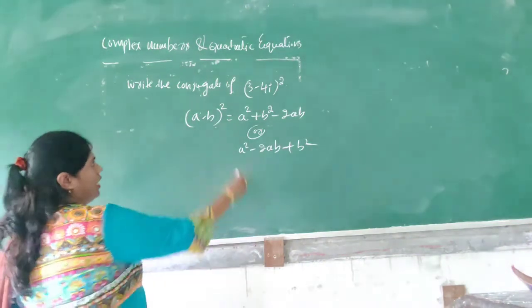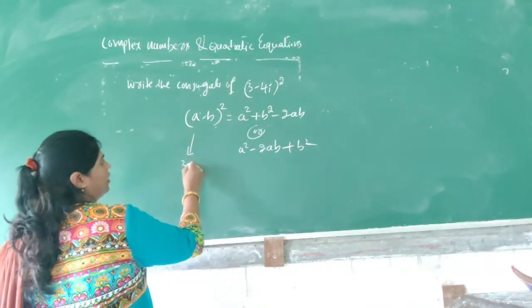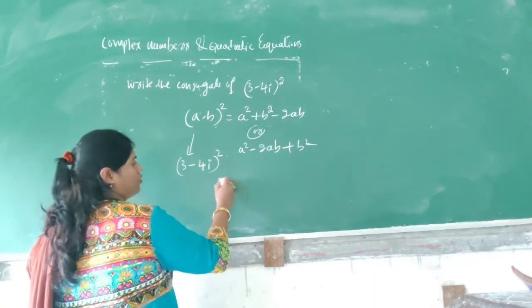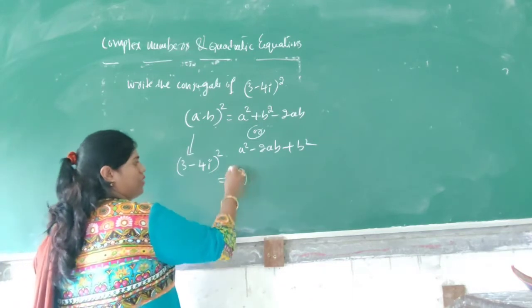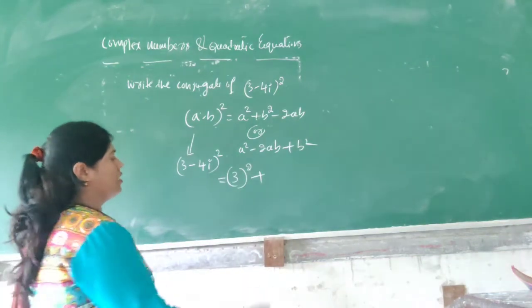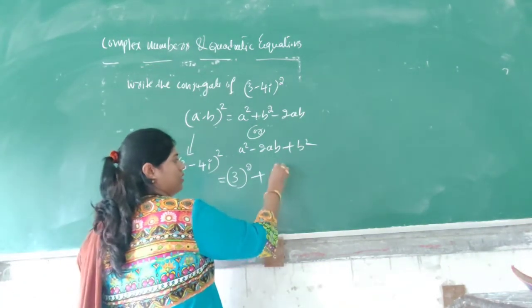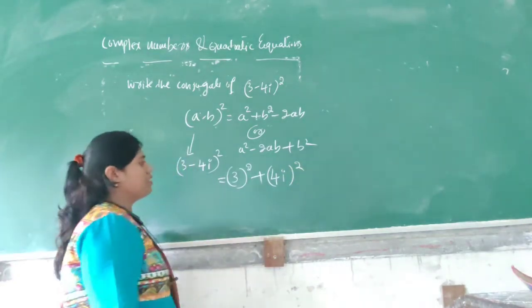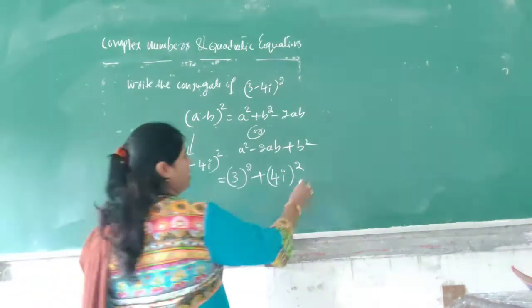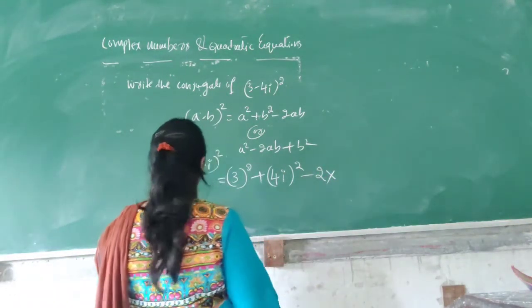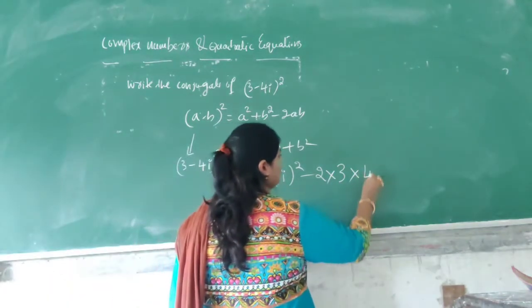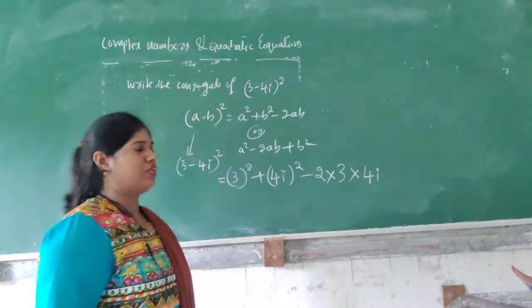So, a is what? A is 3, minus, b is 4i. So I have to substitute. A square is 3 square, plus, I am going to use this one, b square is (4i) whole square, minus 2 times a, which is 3, times b, which is 4i. What we have substituted is correct, no?